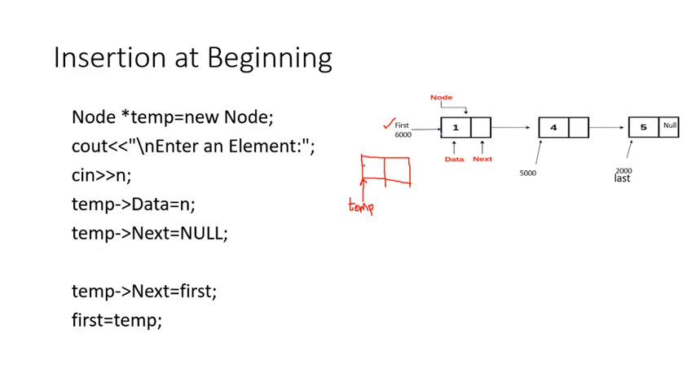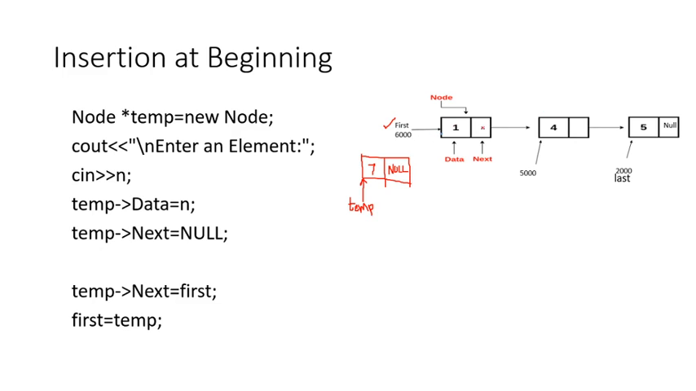After that we have to assign the data to the data field of this newly allocated node, that is temp. So how to refer this memory location? That can be referred using temp arrow data. So temp arrow data is equals to n. Suppose the value of n is 7. Then make the next part of this node as null, so temp arrow next is equals to null.